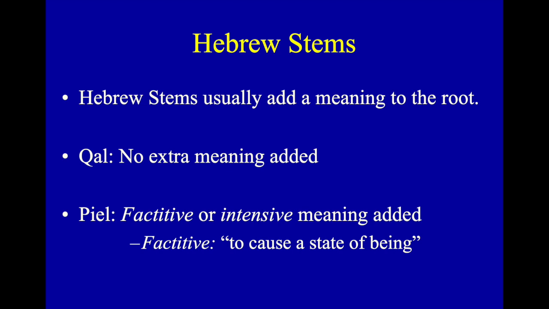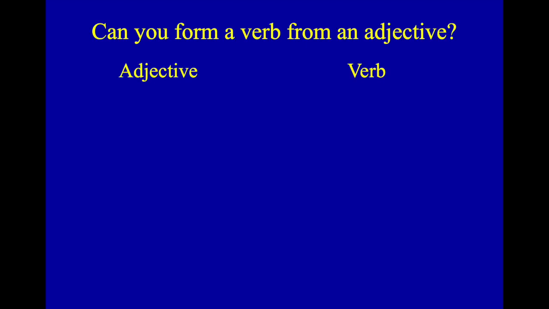You can also look these up. If you find the root, you can look it up in the BDB, and the BDB will tell you what the Piel means for each verbal root. So we're going to talk about this factative, or cause a state of being, is what Kautz and Josberger say. What does it mean that a verb would be about causing a state of being, or that it would be factative? Okay, here's what it means.